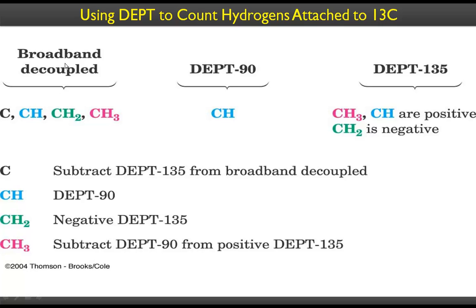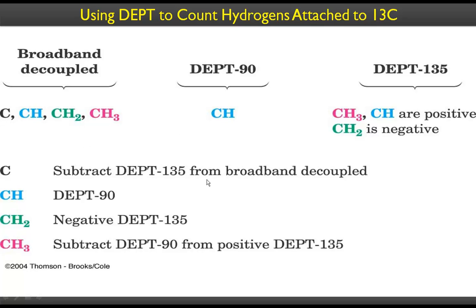So if you do the broadband decoupled spectrum, all of them are shown as positive peaks. If you do DEPT 90, you only see those which are attached to 1 hydrogen. That means you can only see methynes in DEPT 90. In DEPT 135, you see these two as positive and CH2 as negative. In DEPT 45, you see all of them as positive peaks, except for the quaternary carbon.